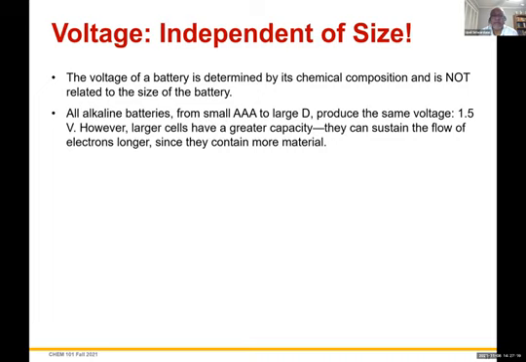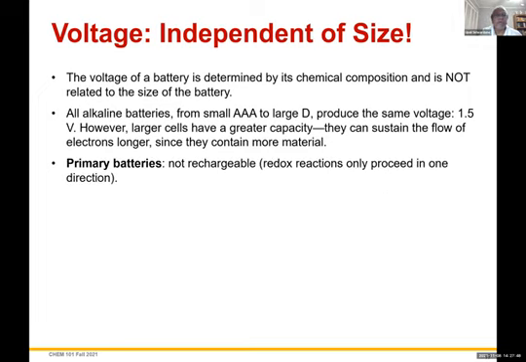The larger the cell is, the larger the capacity. They can sustain the flow of electrons longer since they contain more material. So it depends on the application. For example, for a small calculator, you may not need a battery. Now, the nice thing about calculators is they are based on solar cells, so you don't need a battery. But we used to have batteries in calculators.